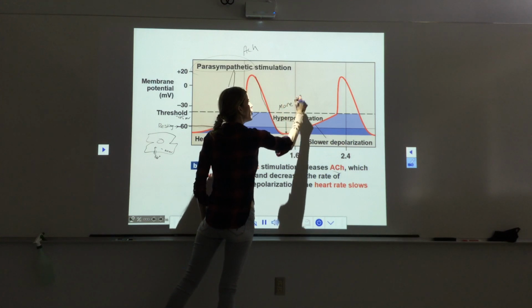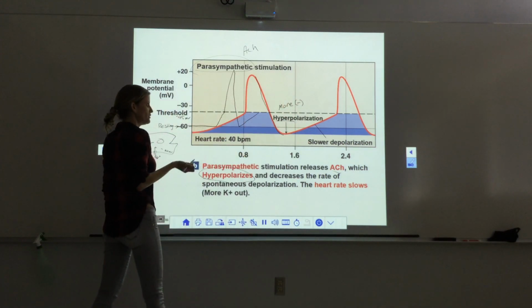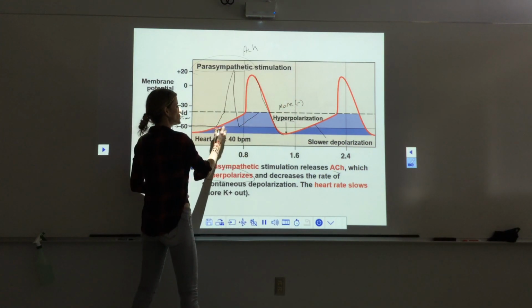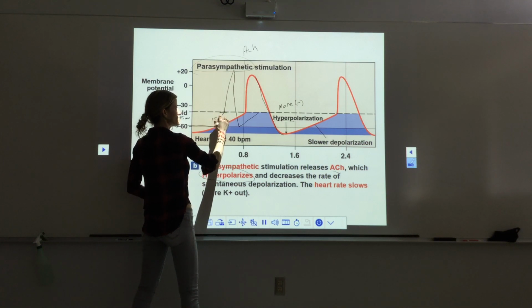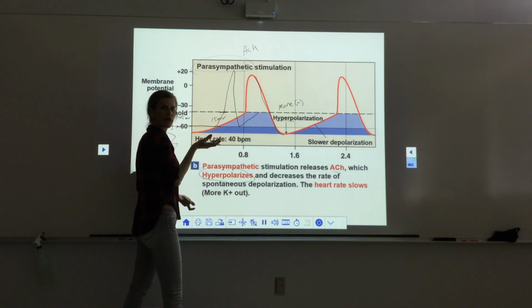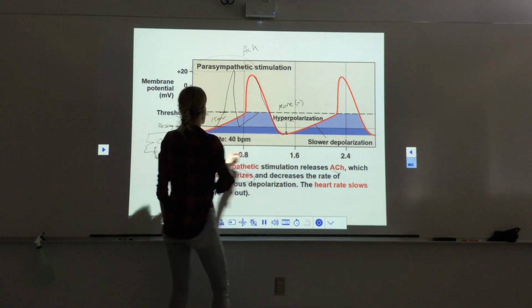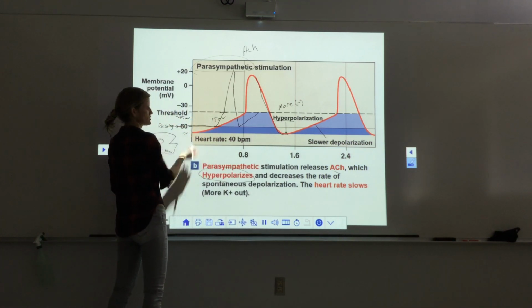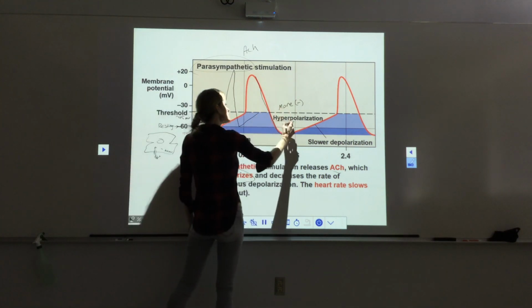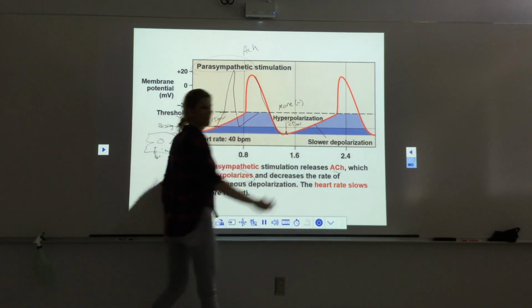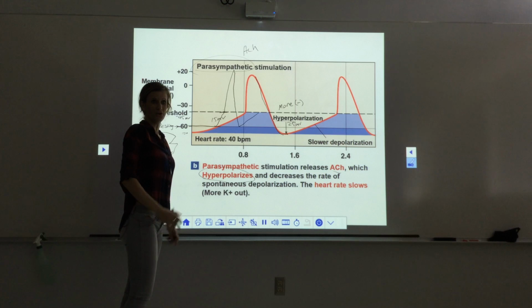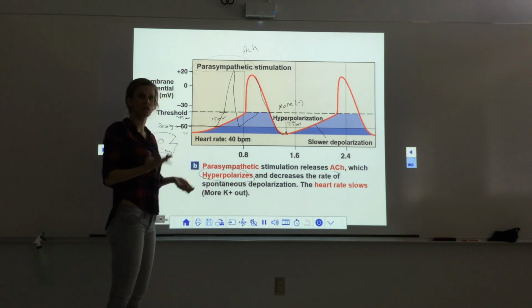It gets more negative than it normally would. So here, it only had to leak 15 millivolts to get to -45 and to have a contraction. Here, look, we're way down here. We're at like -70 millivolts. Now I have to leak 25 millivolts. That's a lot more. Okay, so it's harder, it takes longer.